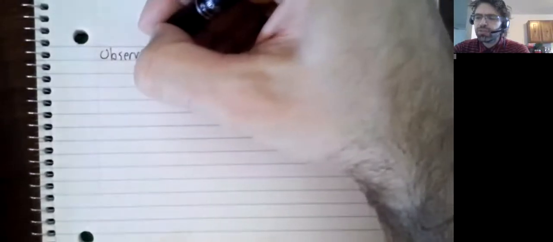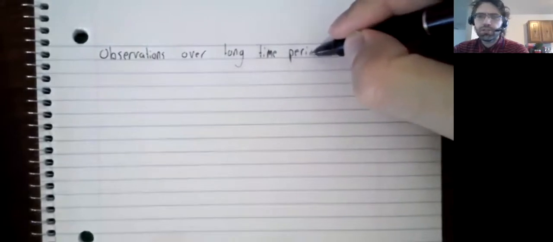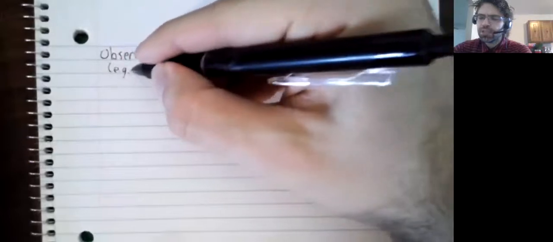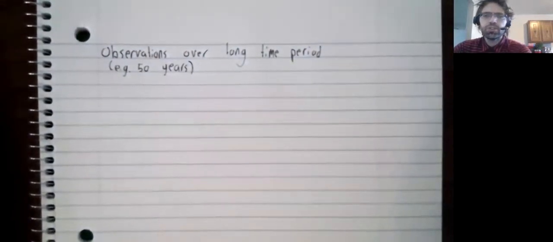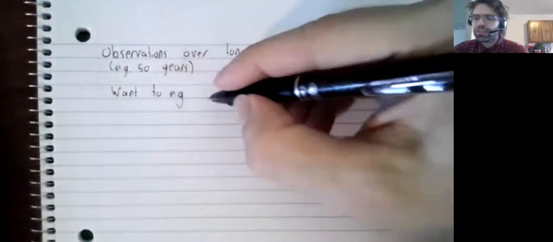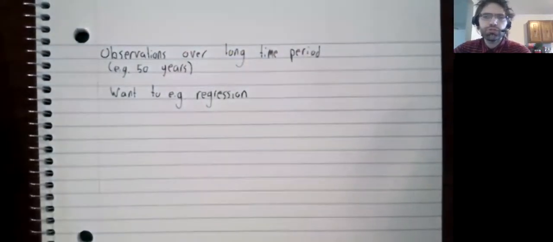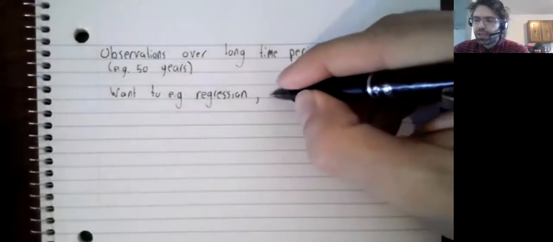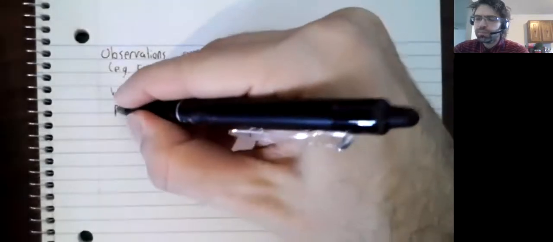suppose you have been taking observations over a long time period, say 50 years, and now you want to use those observations to do something. For example, maybe you want to do a regression. And regression, we now know, involves a dot product.